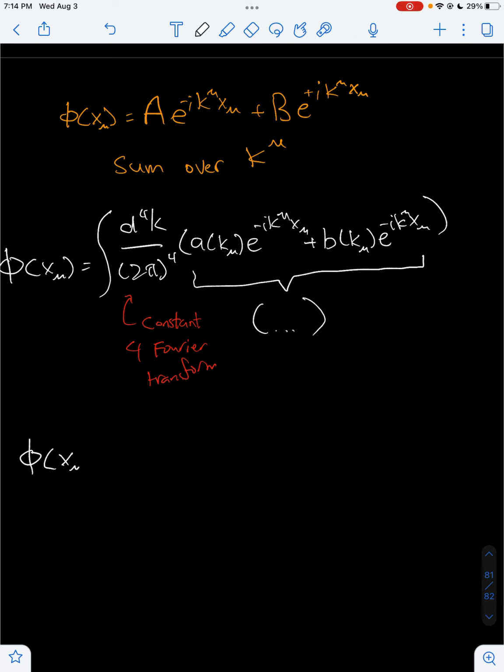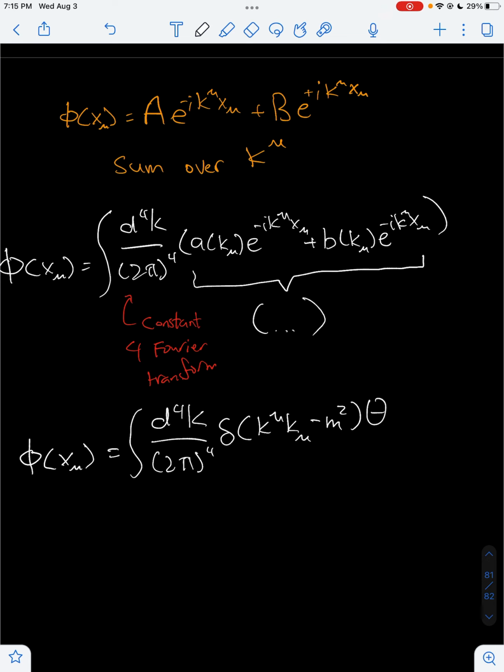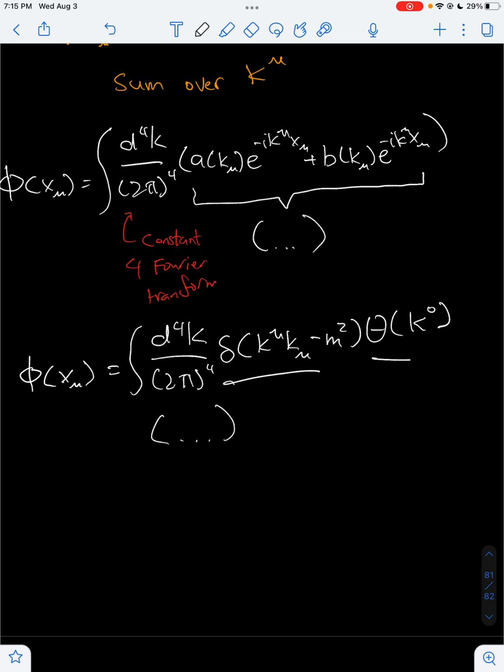Alright, so what we can do is we can say that the solution to the Klein-Gordon equation is the integral over the 4 momenta, and then say that it's the delta function of k mu squared minus m squared times what's called the Heaviside function, which is a function of k naught, the energy, and then times the shorthand. So we have to talk about what this and this mean.